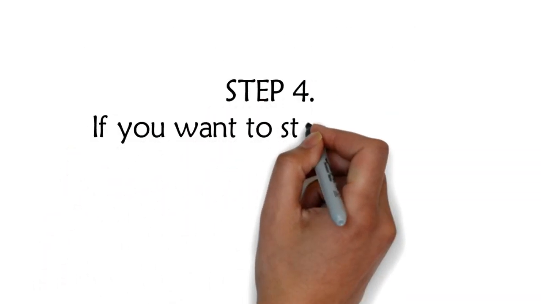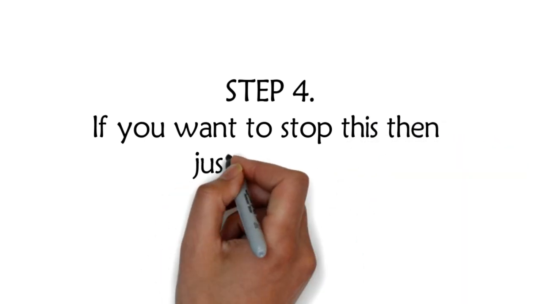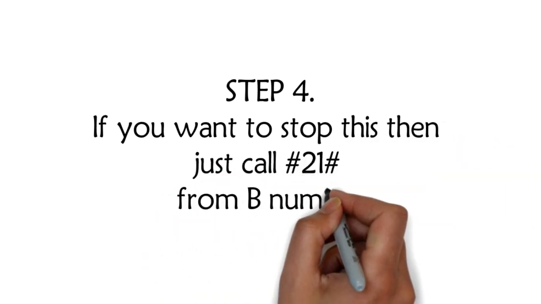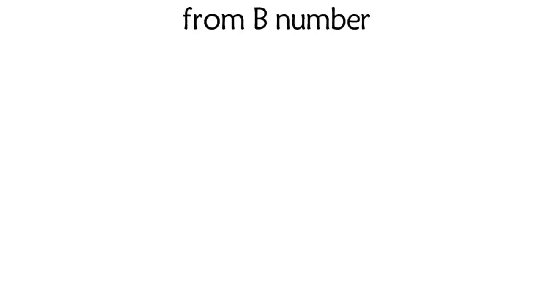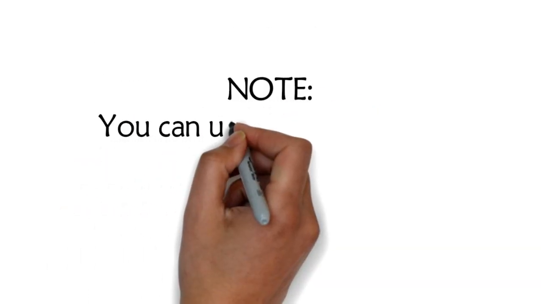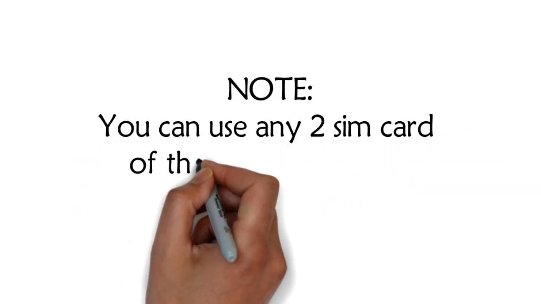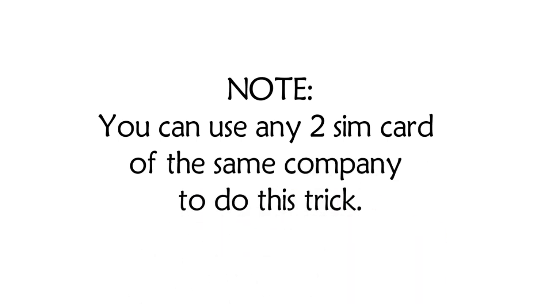Step 4. If you want to stop this, then just dial #21# from the B number. Note: you can use any 2 SIM cards of the same company to do this trick.